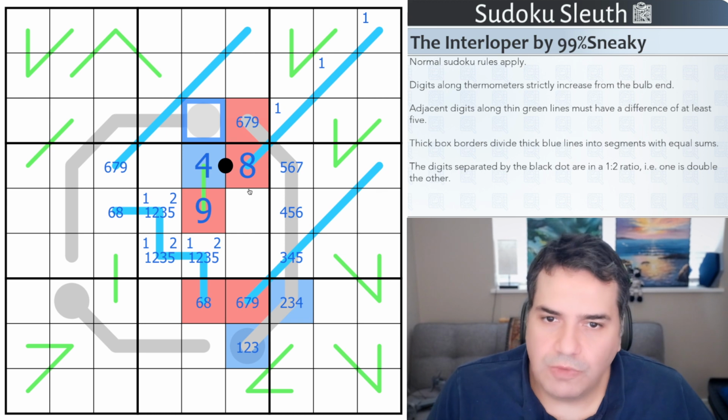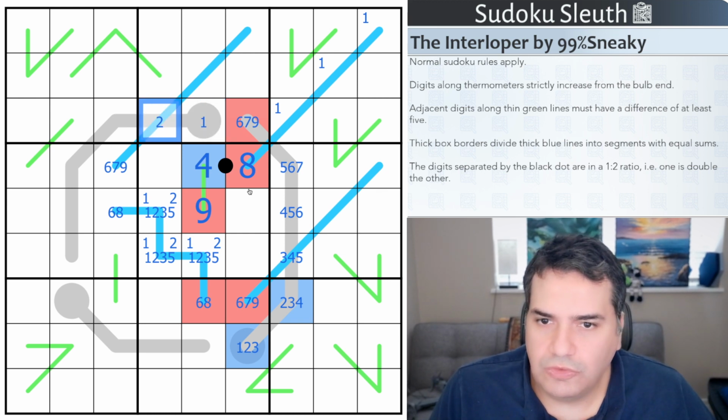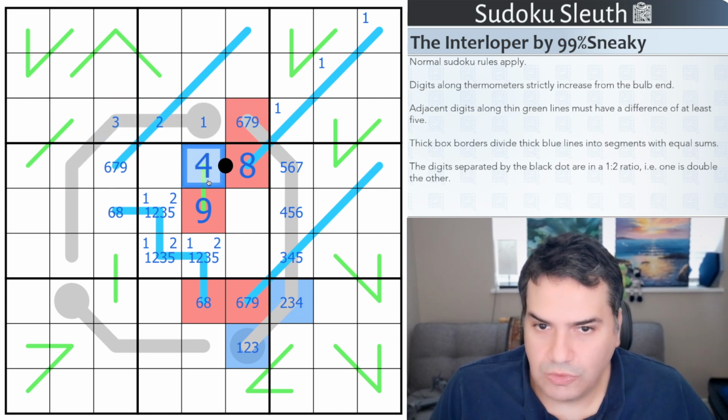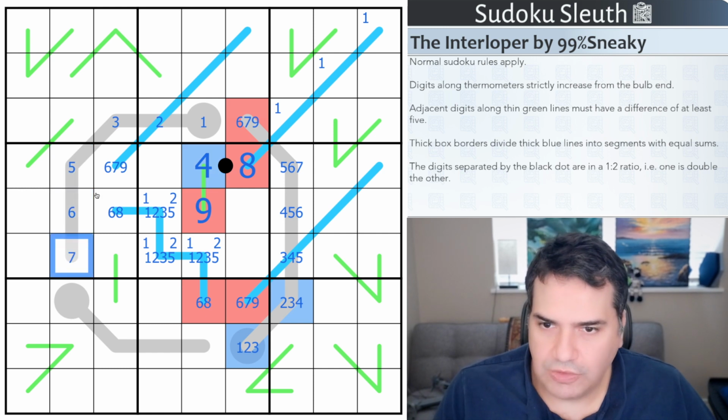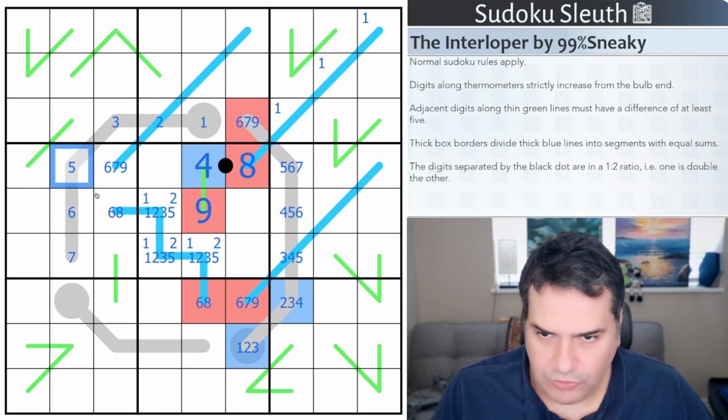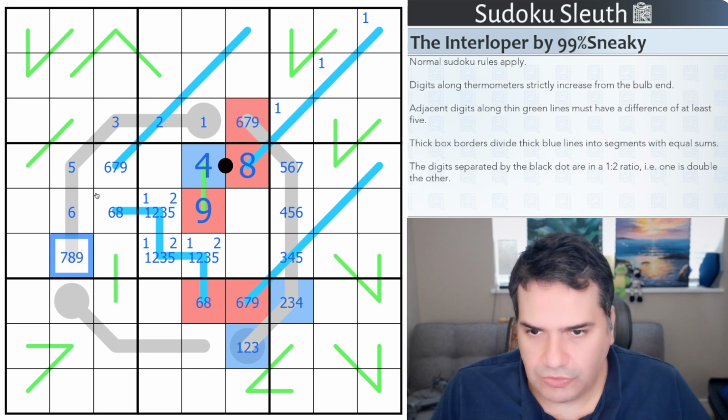Let's think about this thermometer next. This could be as low as 1, 2, 3. That can't be a 4 because of this 4. So this is 5, 6, 7. That absence of a 4 removes a degree of freedom. So this is 7, 8, 9, 6, 7, 8, and 5, 6, 7.